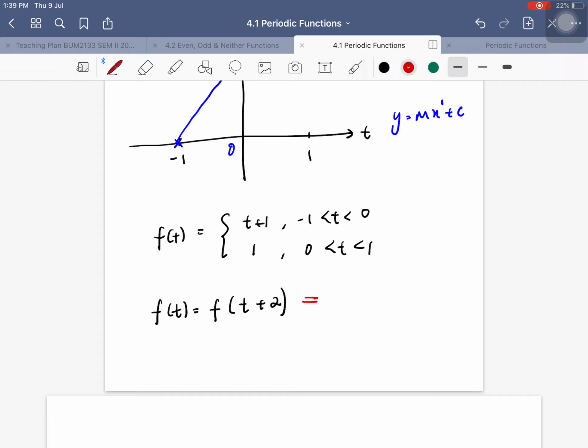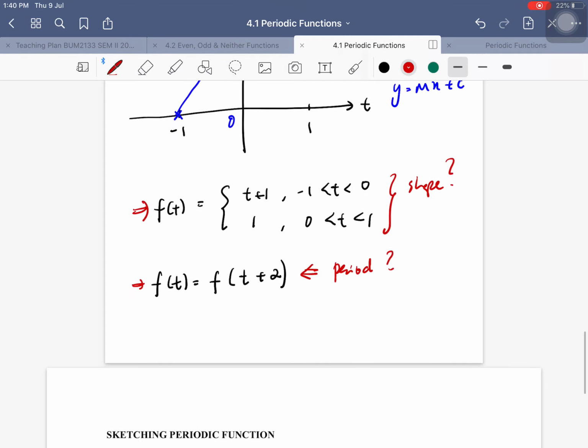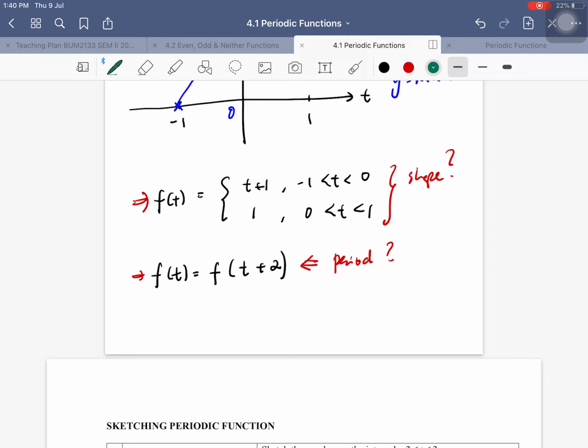So what is this extra information over here? Basically the top part is going to give you the shape of the primary function, so how one cycle looks like. It's going to be given by the first function. And the second function is going to give you the value of the period, because you have to know the value of the period, then only can you start your calculation and then only can you start sketching. So how is the value of the period given? Basically this is going to be the general form. The general form is f of t is equal to f of t plus capital T.